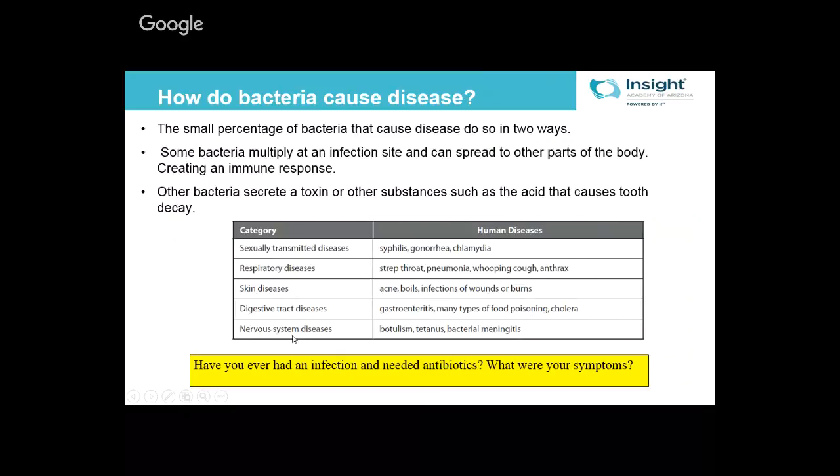Nervous system diseases: botulism, tetanus, bacterial meningitis, all are bacteria that impact the nervous system. These can secrete toxins that can break down parts of the nervous system.